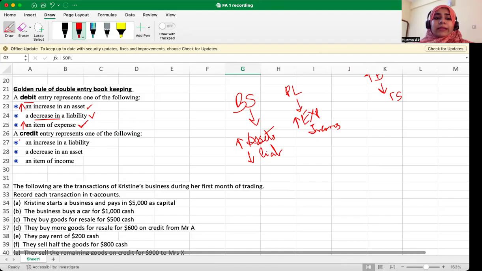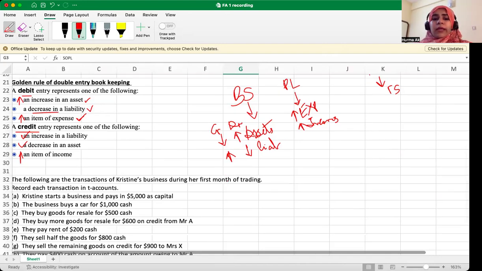And when do you credit an item? You credit an item when your income increases. Okay, so this is the increase in income, or the other way around: your expense decreases, your asset decreases, and your liability increases. So this is the credit and this is the debit. So you have to remember this golden rule.